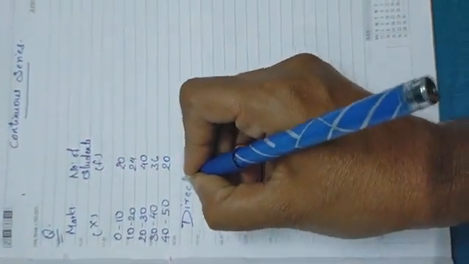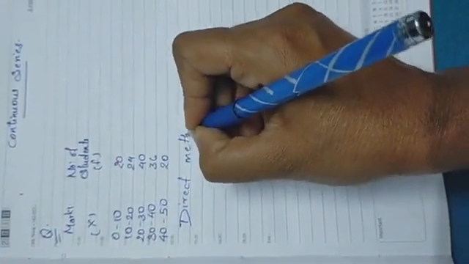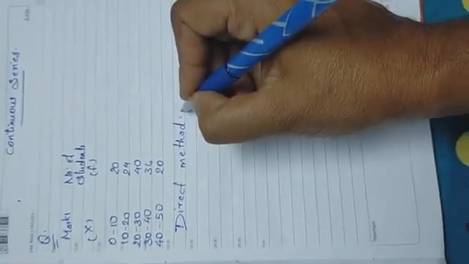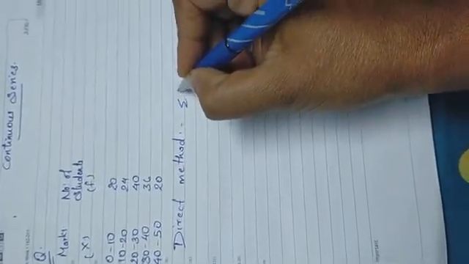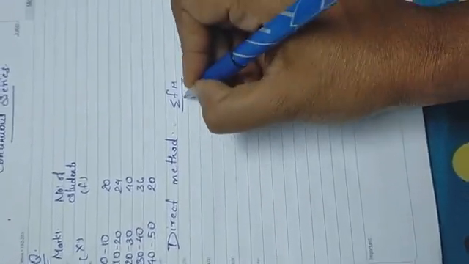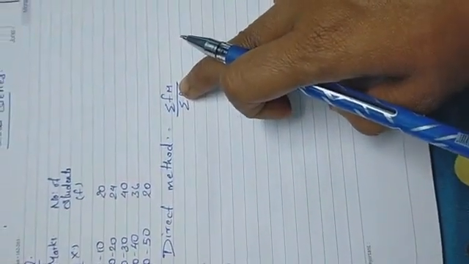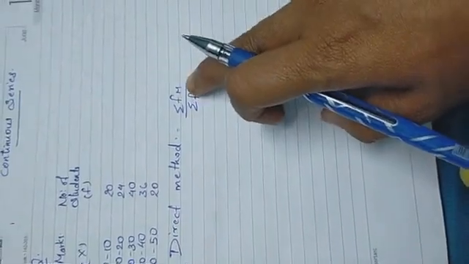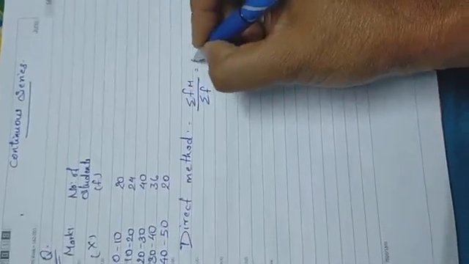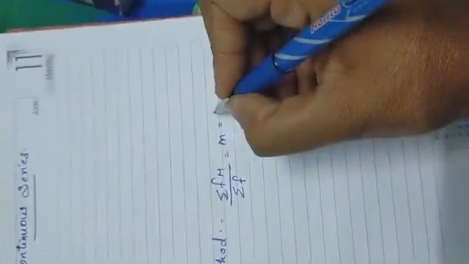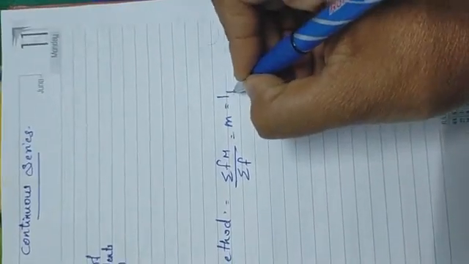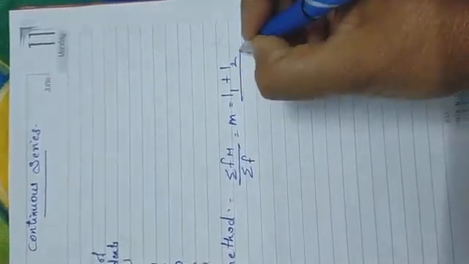Okay, so in direct method, you know what is the formula for direct method in continuous series? That is mean equal to sigma fm upon sigma f. Okay, so here m means what? Mid value. Okay, so how will you be finding out the mid value? Mid value is equal to how much? L1 plus L2 upon 2. Okay, so this is how you will be finding out the mid value.